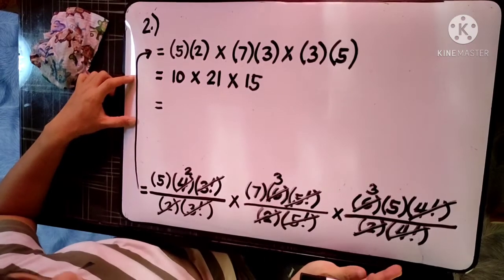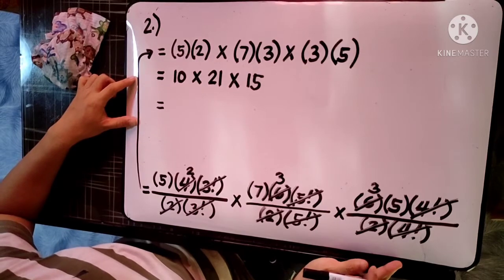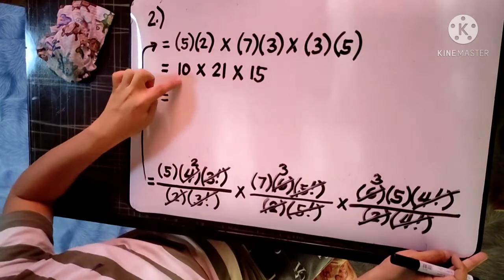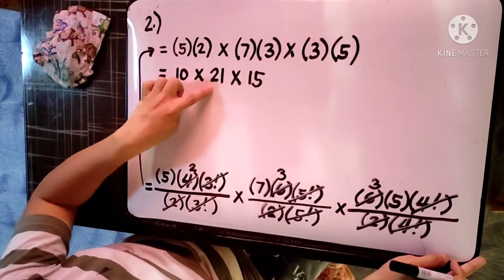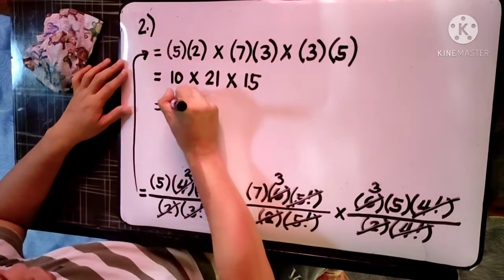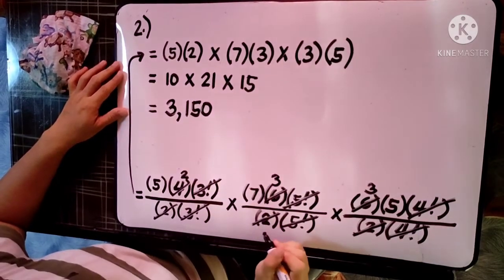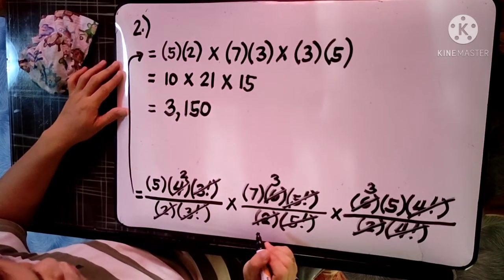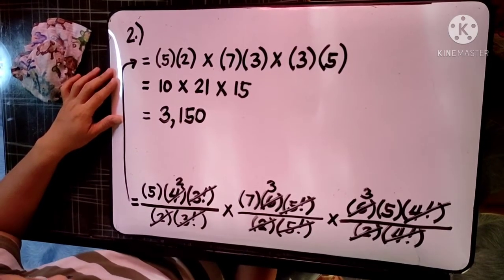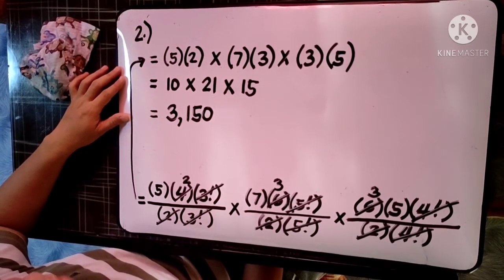Now, to get the total number of ways of choosing 6 balls, you're going to multiply everything. So 10 times 21 times 15 is equal to 3,150. So there are 3,150 different ways of forming a group of 6 balls in which there are 2 balls from every color.